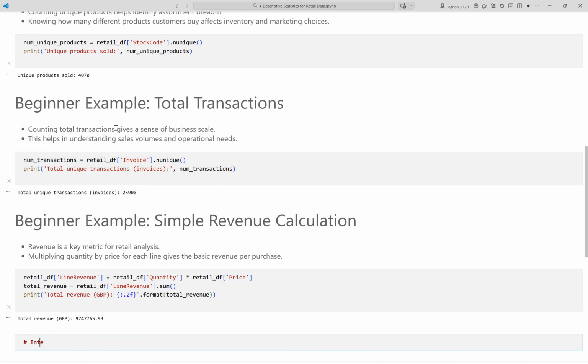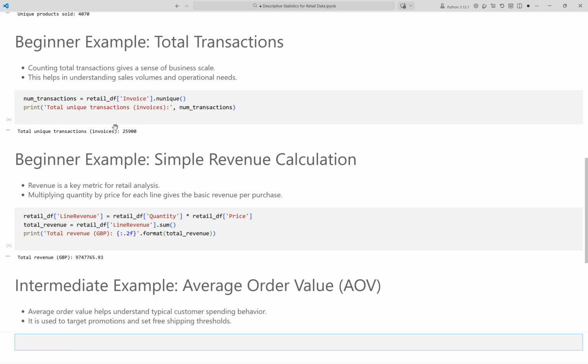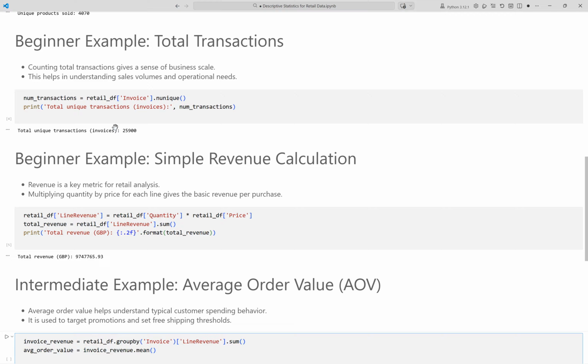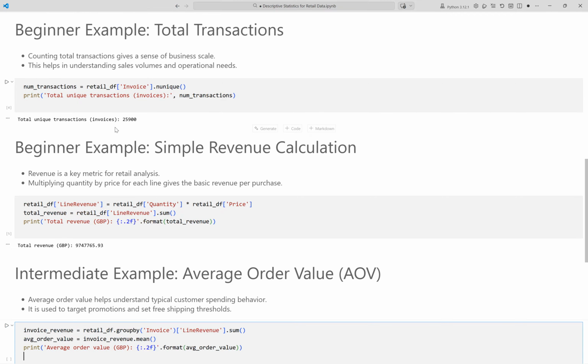Intermediate example: average order value (AOV). Average order value helps understand typical customer spending behavior. It is used to target promotions and set free shipping thresholds. Running the cell now. We group all transactions by invoice and sum the line revenue to get each order's total. We calculate the mean of order revenues to get the average order value. We print out the typical amount a customer spends per order.